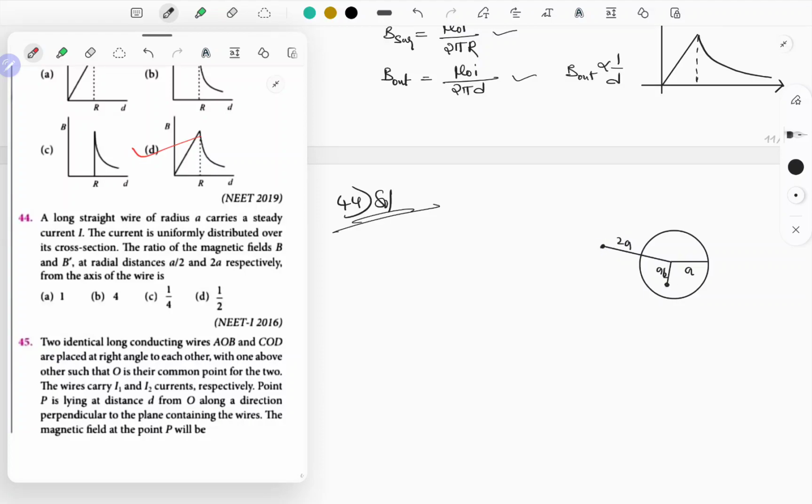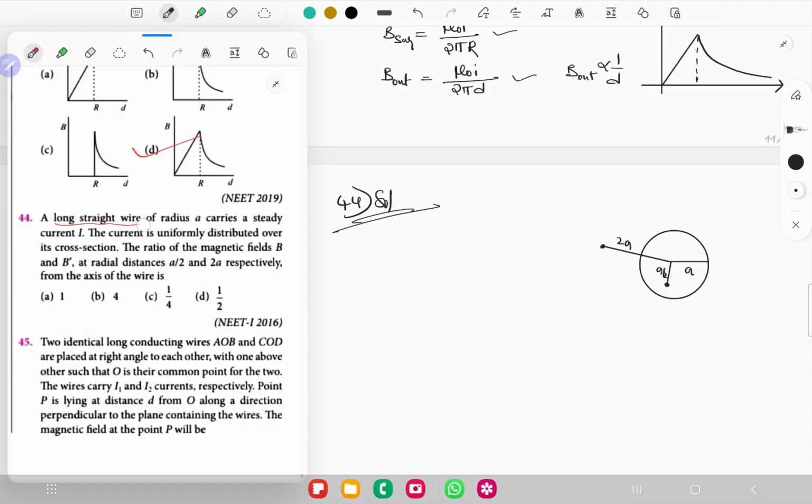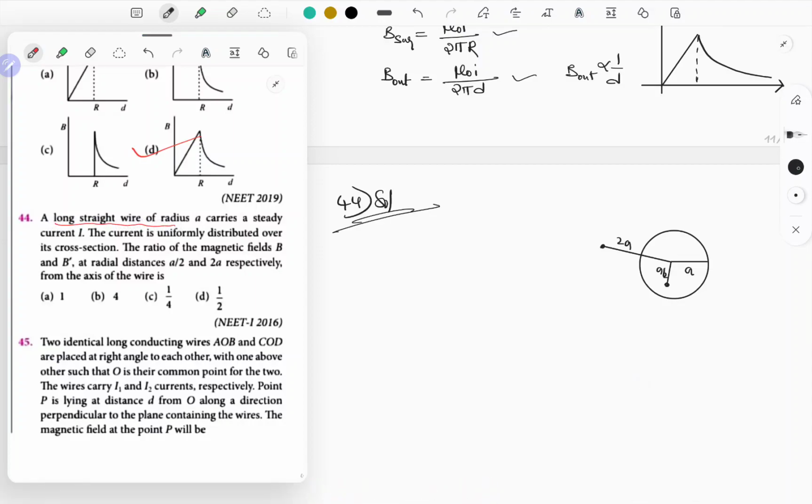Okay, let's find out. And they said it is a long straight wire. Does it mean a hollow wire or a solid wire? It's a solid wire. Okay, let me draw an Ampere's loop here. So this is how it is. I need the magnetic field inside the wire and the magnetic field outside.